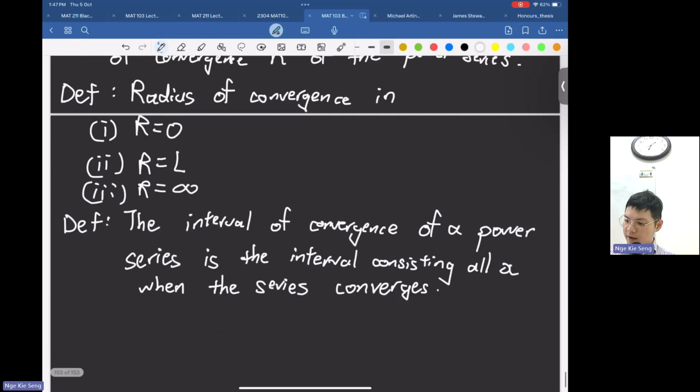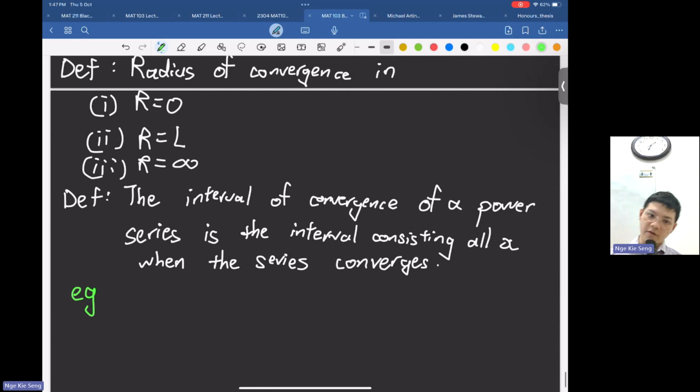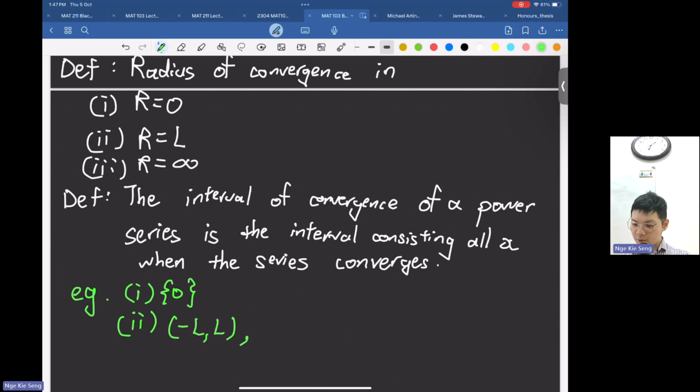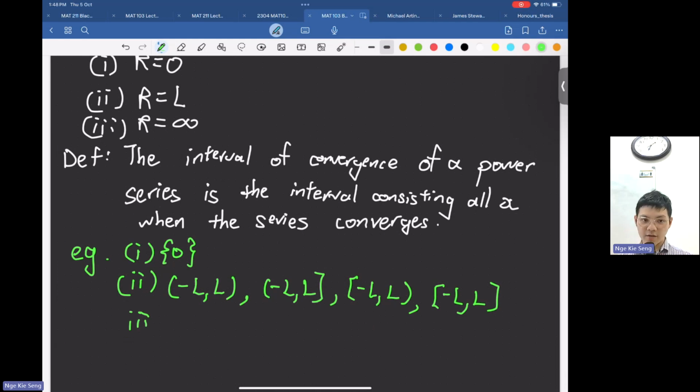So what are the examples of interval of convergence? The first one is just a point. And then interval, what kind of interval? Open interval. Half open, sometimes we call it half open, closed and open. And then closed, maybe both endpoints also converge. And then the third one, we will say negative infinity to infinity.